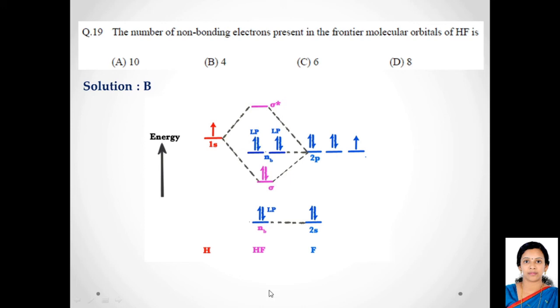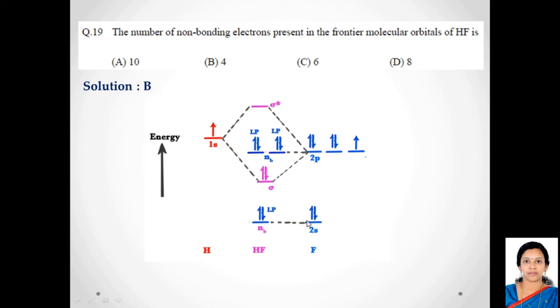You might have studied how to draw the molecular orbital diagrams for molecules, and here you see hydrogen has just one electron, which is in the 1s orbital, and fluorine's electronic configuration is 1s2, 2s2 and 2p5. The 5 electrons in 2p are 2px2, 2py2 and 2pz1. So there is one unpaired electron in one of the p orbitals.